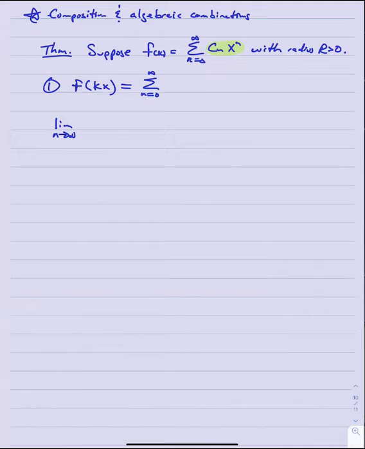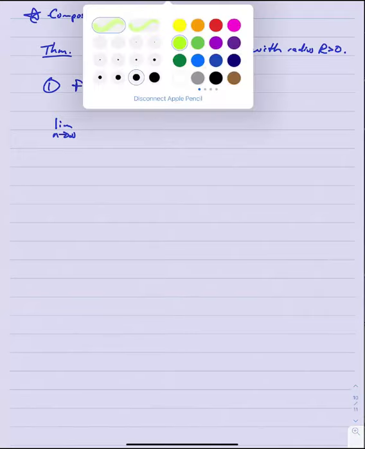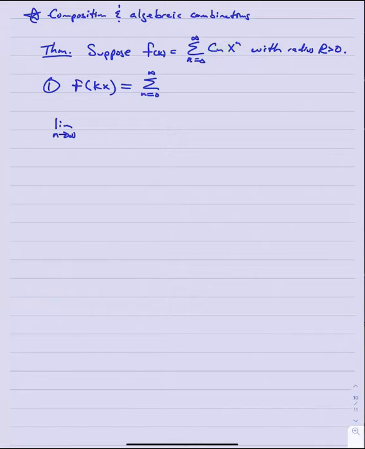It's n equals 0 to infinity. What am I doing? I am replacing x by kx, which means inside my series, this becomes c sub n kx to the n, which would be the infinite series n equals 0 to infinity, c sub n k to the n x to the n.